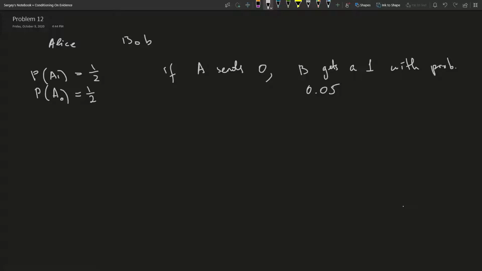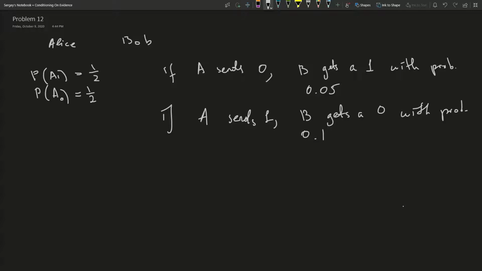And if Alice sends a 1, then Bob gets a 0 with 10% chance, with probability 0.1. So this is the probability of an error occurring in case Alice sent a 1.